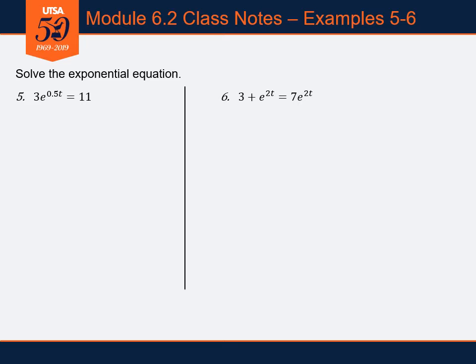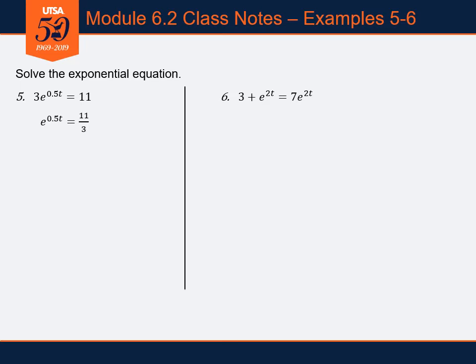First thing I'm thinking of is I could divide by 3. e to the 0.5t is equal to 11/3. Now I'm trying to solve for t, and there's a problem. The t is stuck up in the power of the exponential base e. I could use logarithms, and in fact, I very well could use logarithms. That's a perfectly good approach, just like we did in example 4 in the last video.